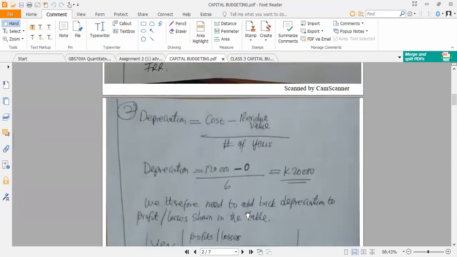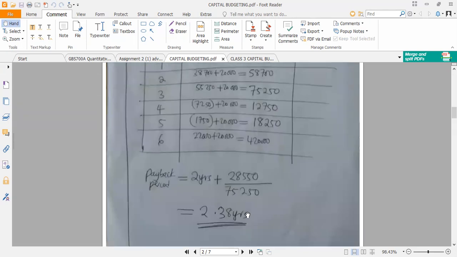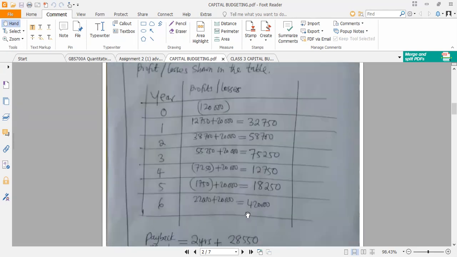Okay, so is it clear so far, before we proceed to calculating the payback period? Is it clear so far?